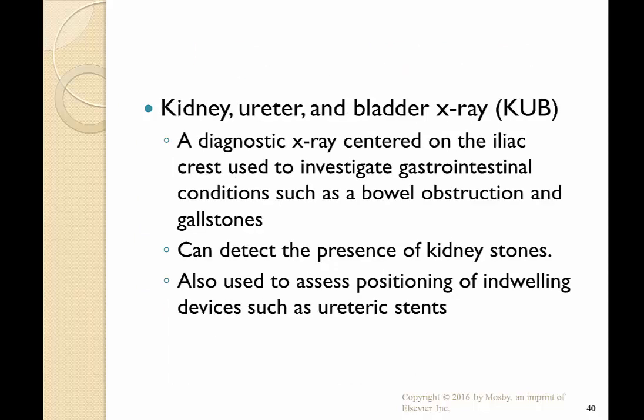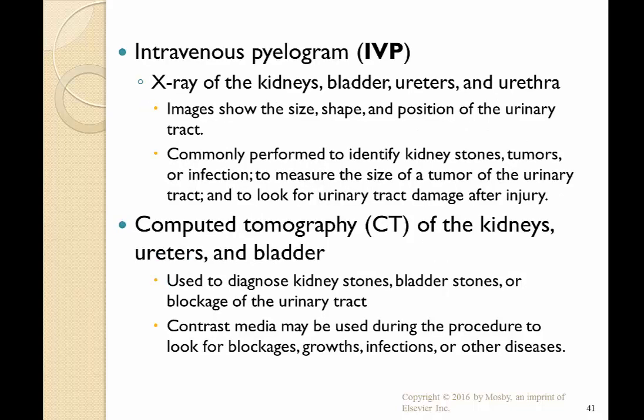You can get an x-ray, which is called a KUB, which looks at the kidney, ureter, and bladder. It's a diagnostic x-ray, and it looks to investigate gastrointestinal conditions such as a bowel obstruction or gallstones. It can detect whether a patient has kidney stones, and it can also be used to assess the positioning of things such as ureter stents.